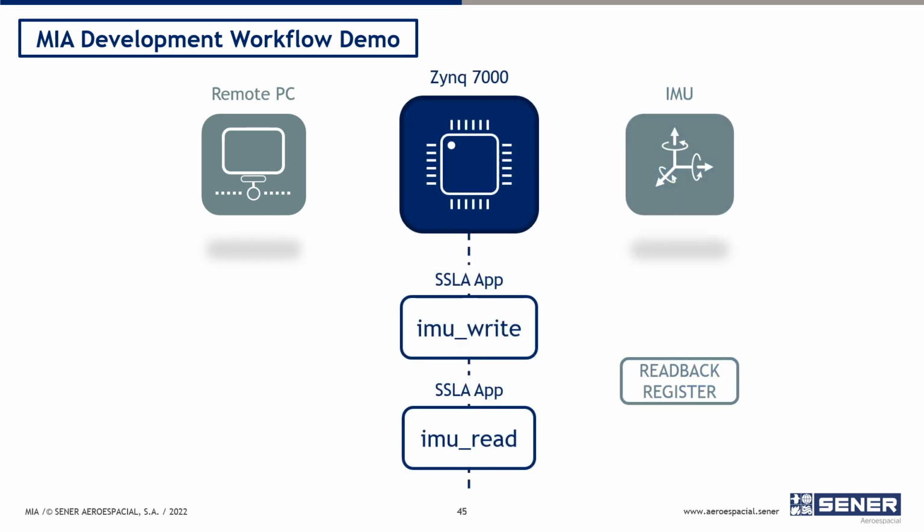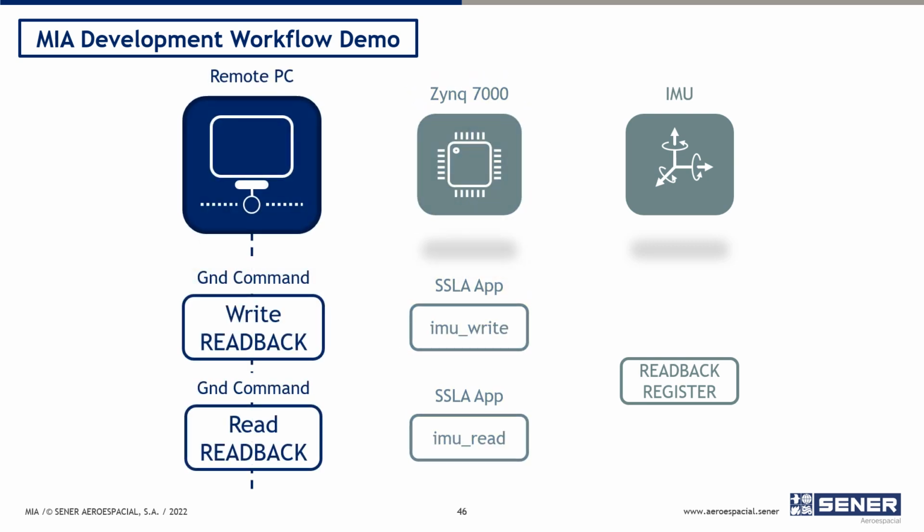In the target board on which MIA runs, two applications are generated with one command each. The IMU write application, which will respond to a command by writing to readback. This will write the value of a counter that will increment by 1 for each write. And the IMU read application, which will respond to a command by reading the register readback. On the remote PC, the test scripts that have been auto-generated for each command will be launched.